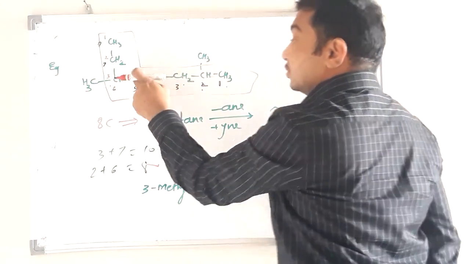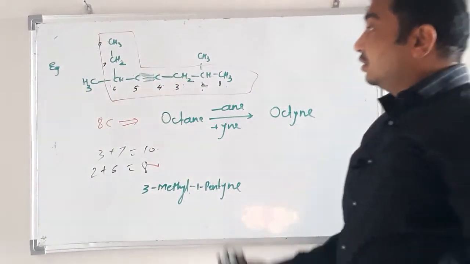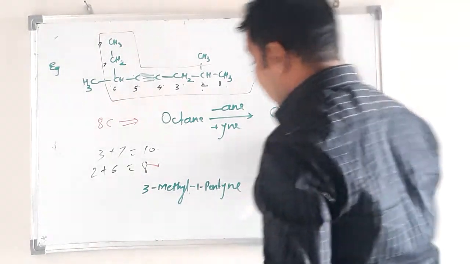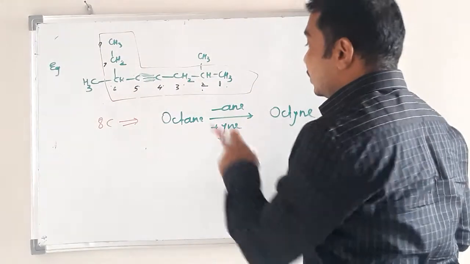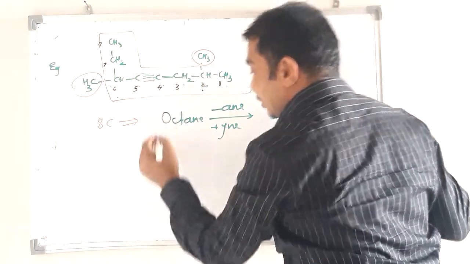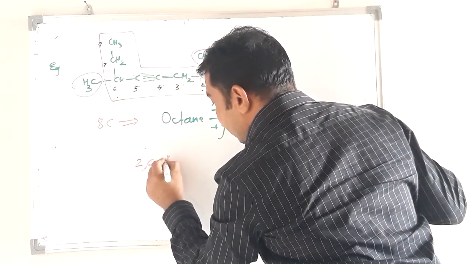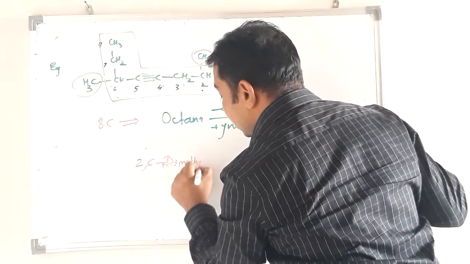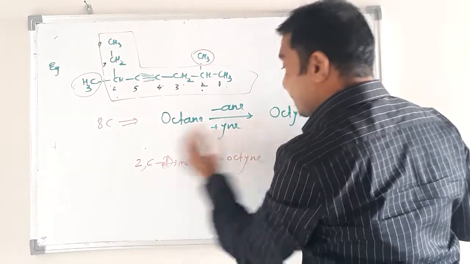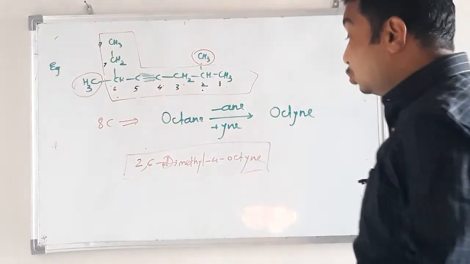From this side incorrect, so remove this. This numbering is correct because the double bond as well as the substituent get the lower number. So the complete IUPAC name: there are two substituents, methyl groups attached to carbon number 2 and carbon number 6. So 2,6-methyl-4-octane. This is the IUPAC name of this compound.